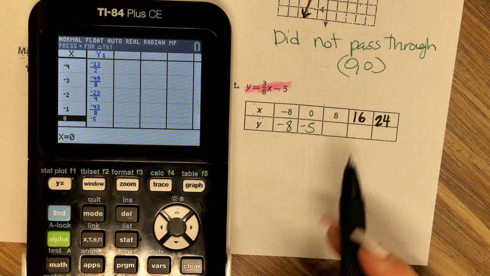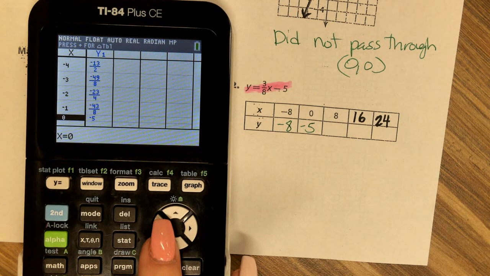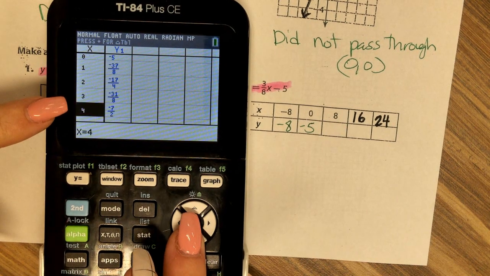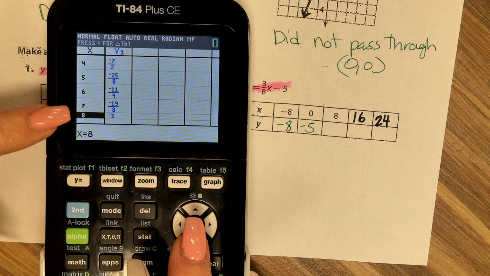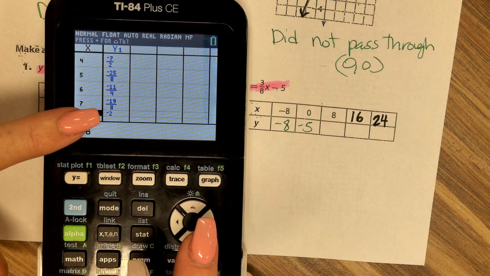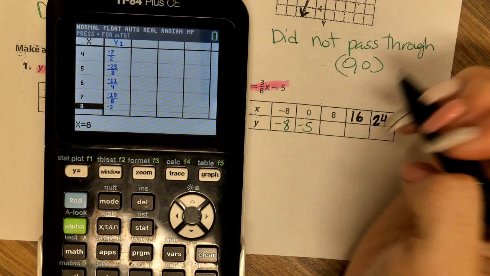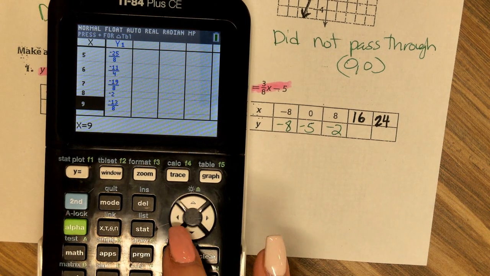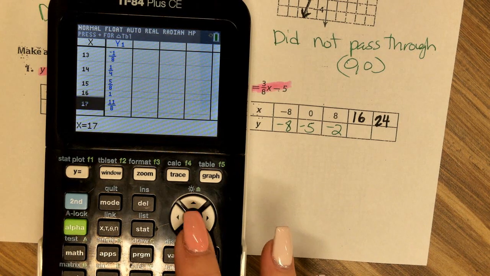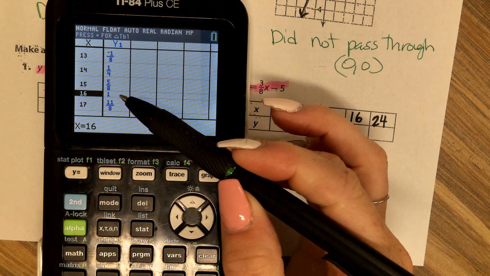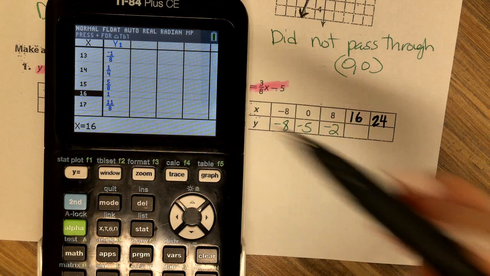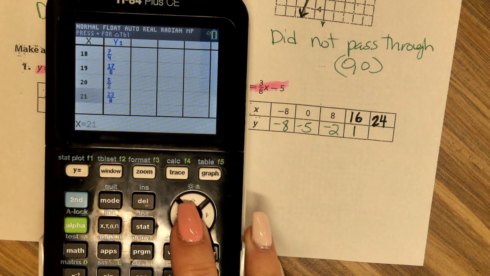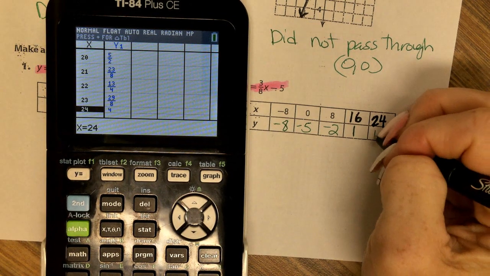Now you're going to keep scrolling until you find positive 8. I don't see everybody doing it. When x is positive 8, what is y? Negative 2. Now I'm going to scroll till it's 16, and you can hold the button down and it'll go fast. When x is 16, what is y? 1. And last, when x is 24, y is 4.